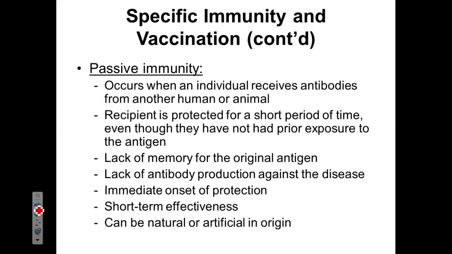The antibodies don't trigger the development of memory B or memory T cells, so there's no long-term immunity with passive immunity. And if we don't have any memory B or memory T cells or any plasma cells from B cell differentiation, we also are not going to make any antibodies when we have passive immunity. The plus side of passive immunity is it's instantaneous. We instantly will get protection the moment those antibodies are injected into our bloodstream.